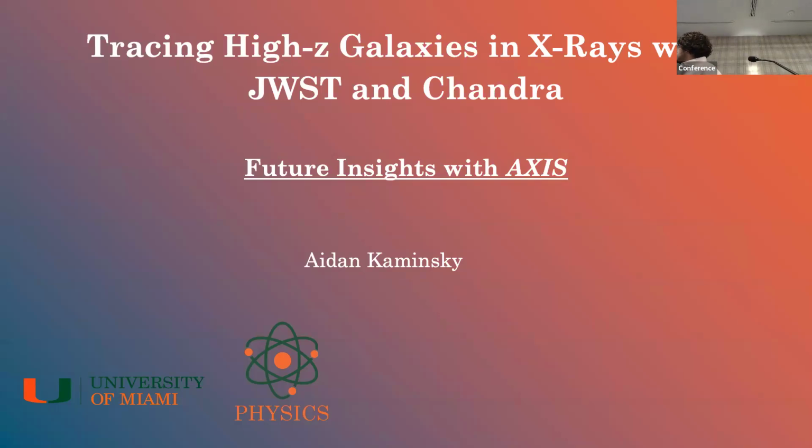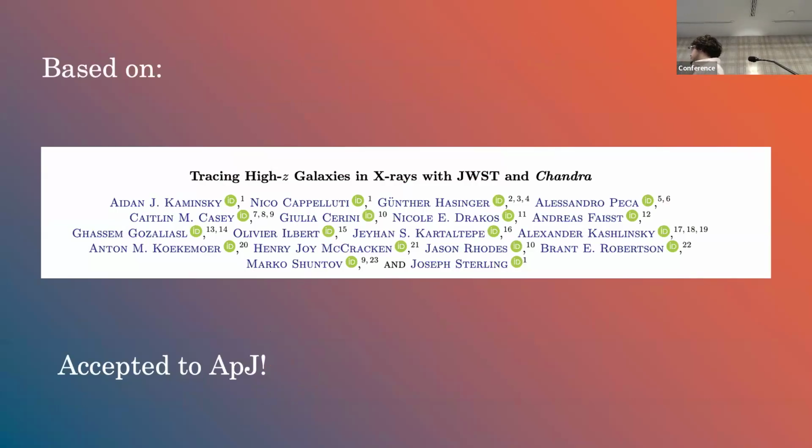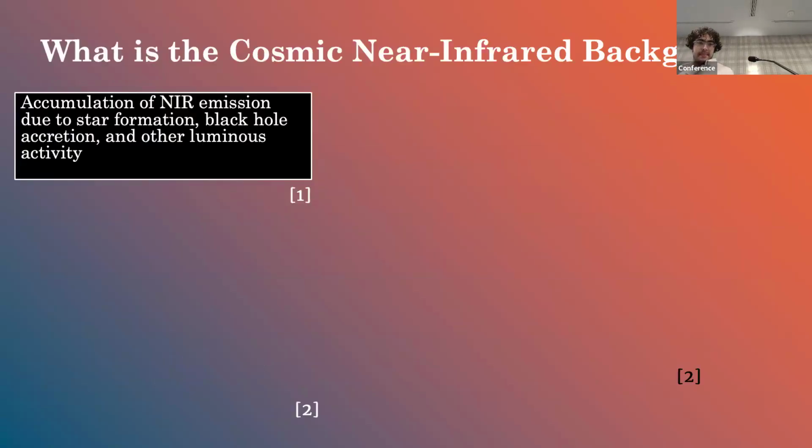Talking about some recent results tracing high-Z galaxies and X-rays with JWST and Chandra, and potential insights that we can get from follow-up works with AXIS. These results are in the archive right now. They were accepted to ApJ, and there are a lot of collaborators here to acknowledge, especially a few in the room right now. I couldn't have done it without them.